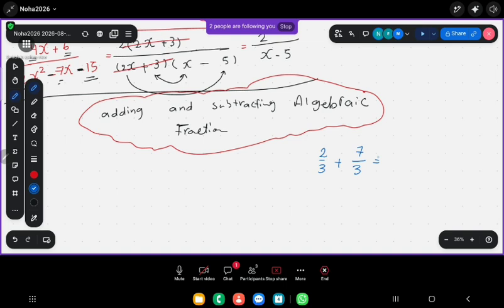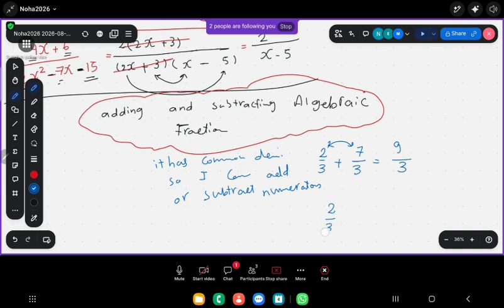How can I solve it? Remember? If it was common denominators here, I will put my denominator and add my numerators. 2 plus 7 gonna be 9. Okay? So here, look, it has common denominator, so I can add or subtract numerators. Very good.